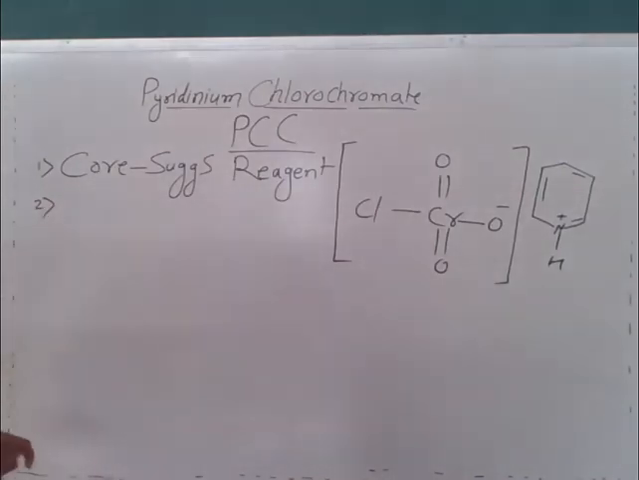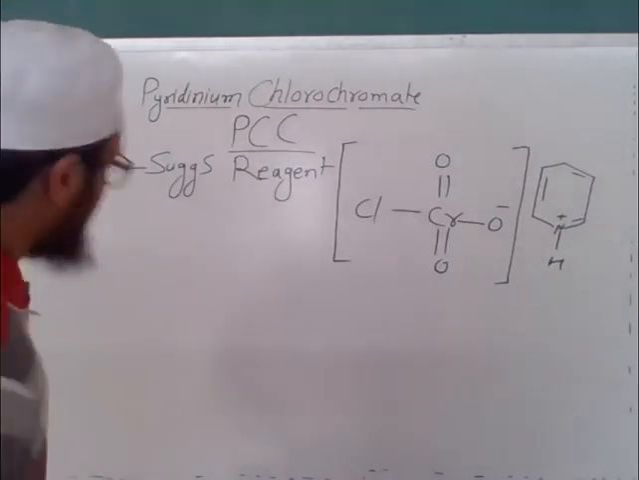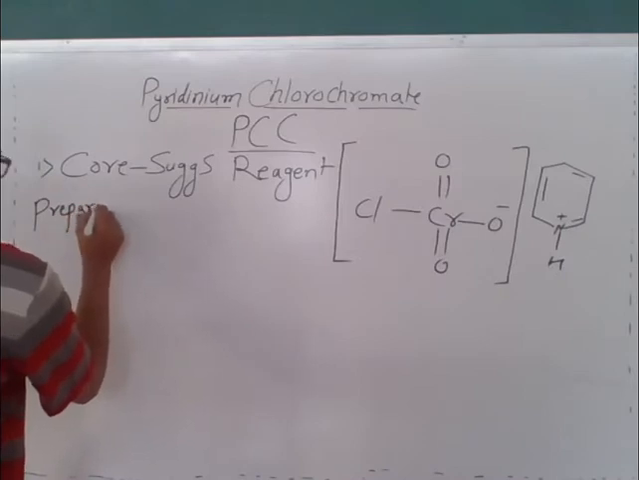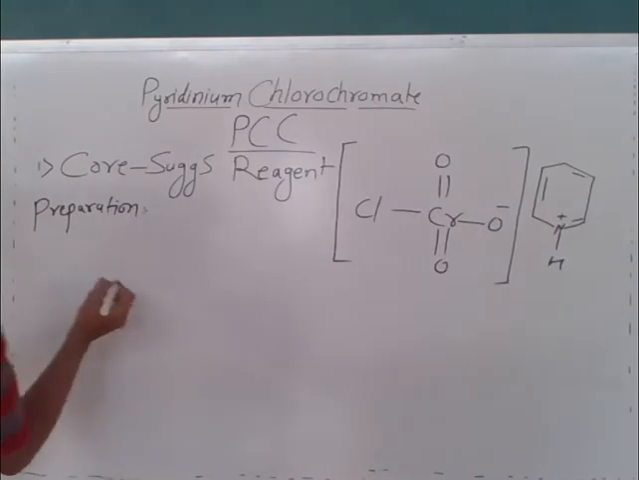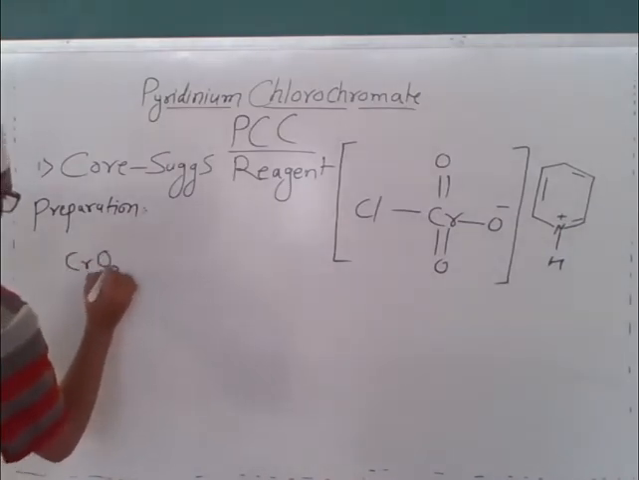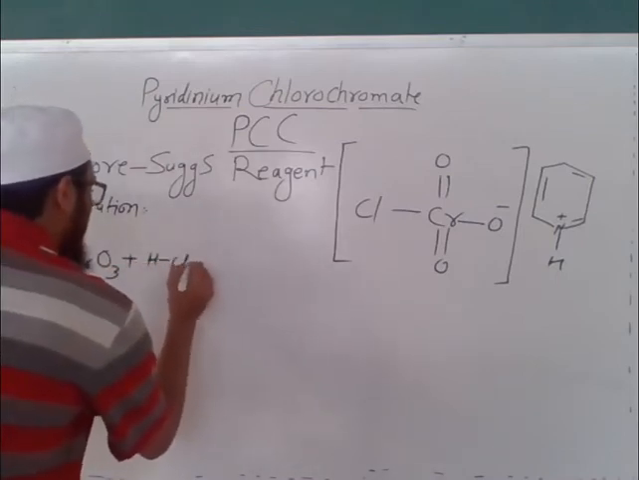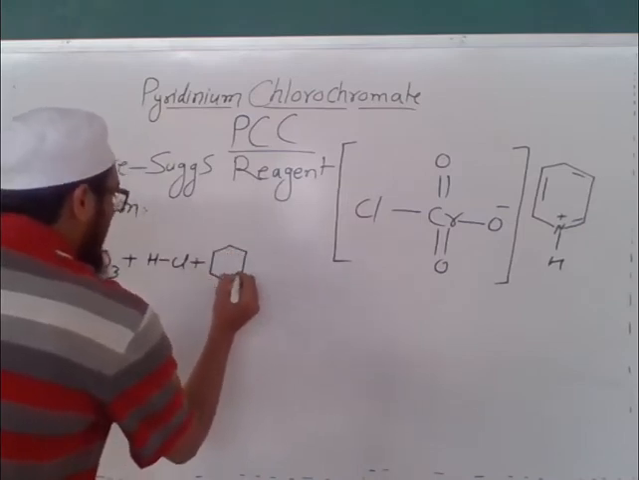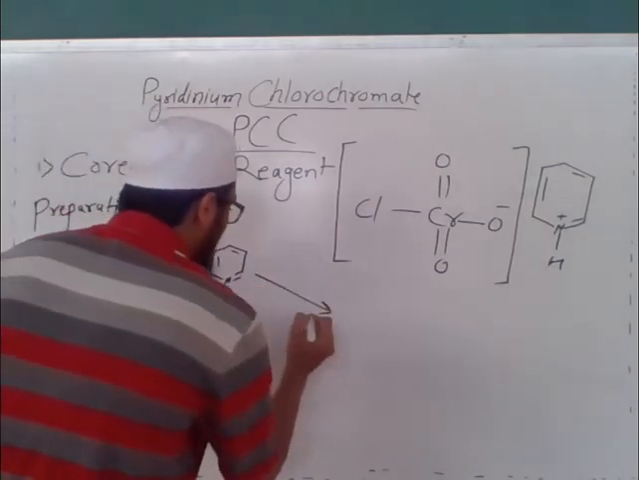First, we'll look towards its preparation of PCC. What will we require? We require chromium trioxide, hydrochloric acid, and pyridine. What will it give us?